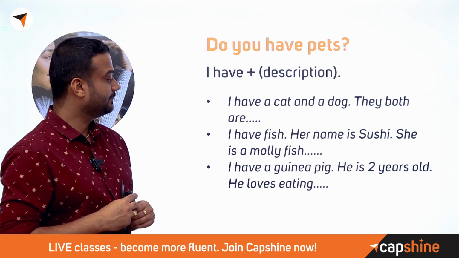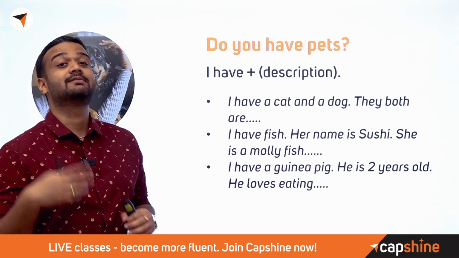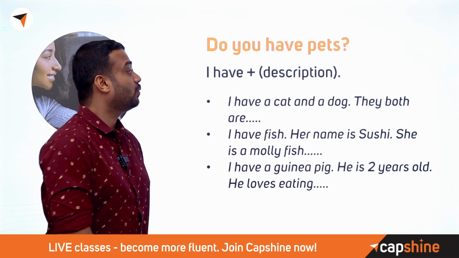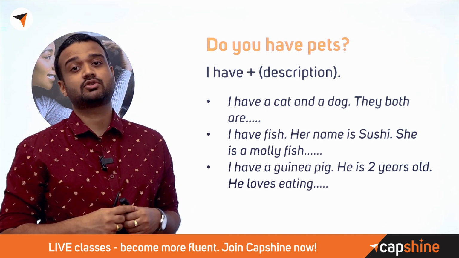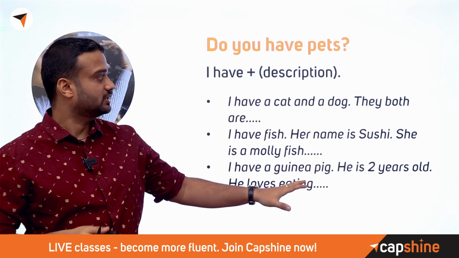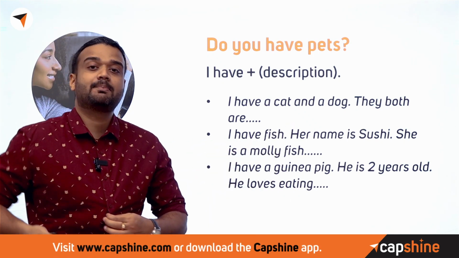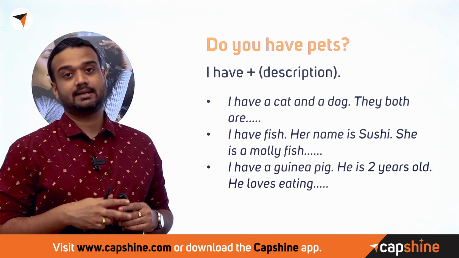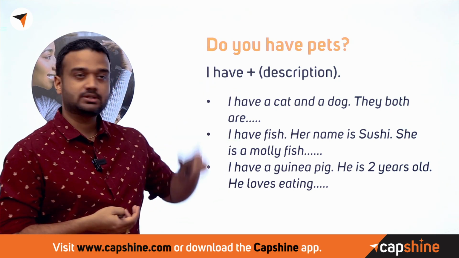I have a guinea pig. He is 2 years old. He loves eating tomatoes, for example. So what you want to do is try and mimic this. See if you can come up with sentences of your own using these structures. Replace the animal, replace the name of the pet, and see if you can create sentences as conversation points or responses to this conversation point.